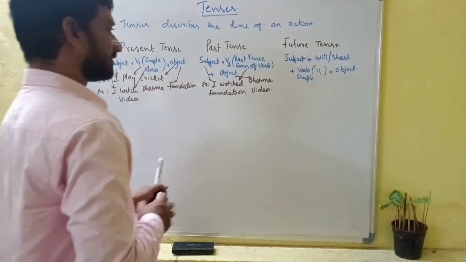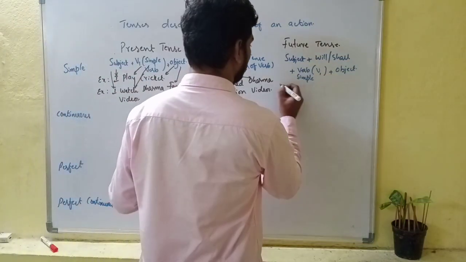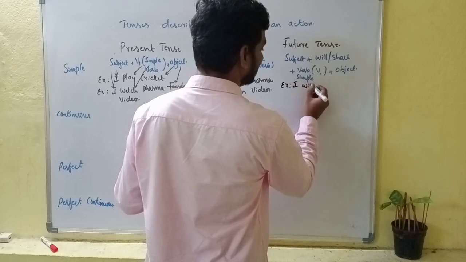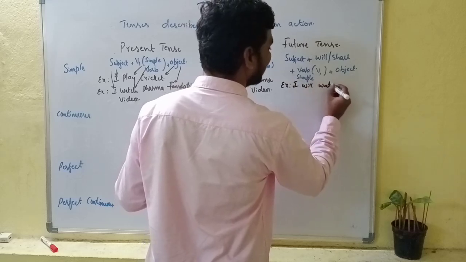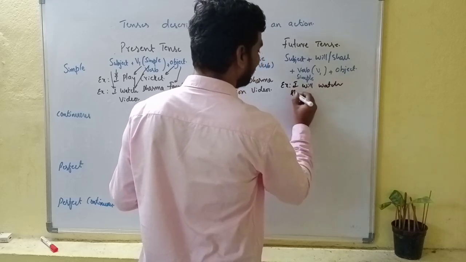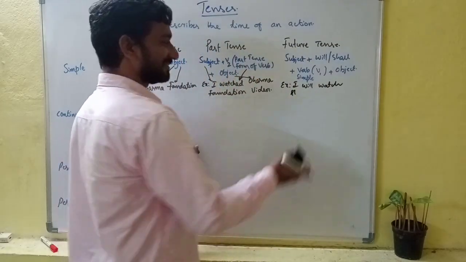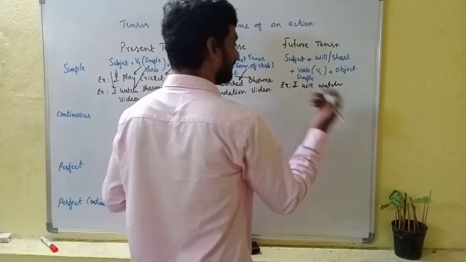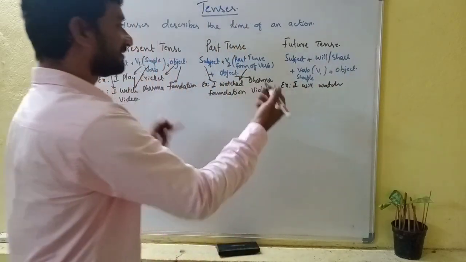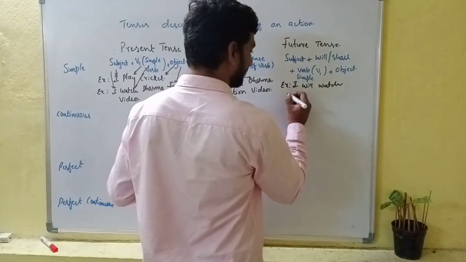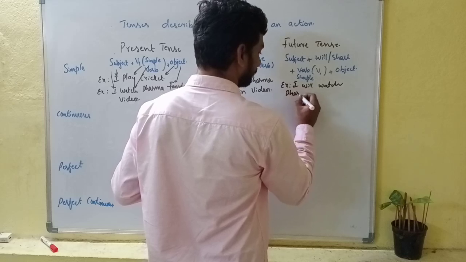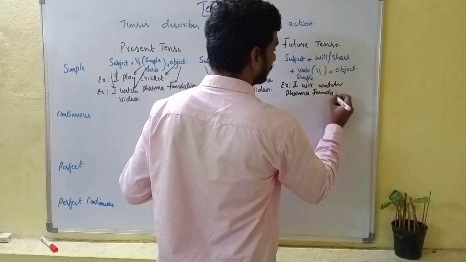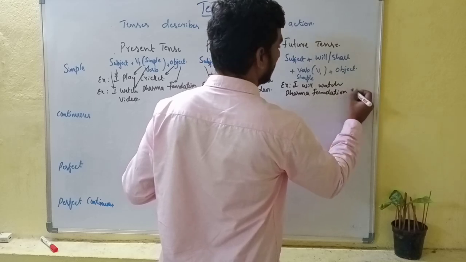So let's take one example. For example, I will watch Dharma Foundation classes. This is the best example for the simple future tense. I will watch Dharma Foundation classes.